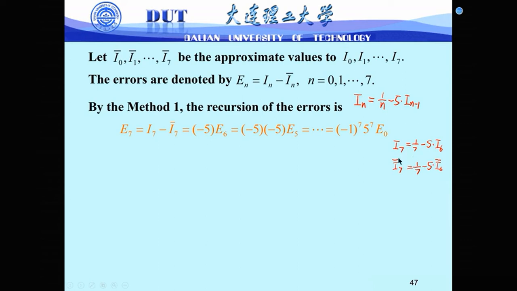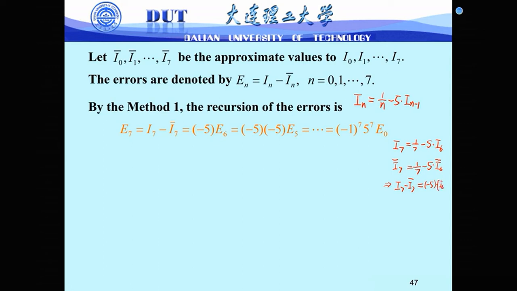Let's consider the difference of both sides. For the left side, it is I7 minus I7 bar, so it is E7, the error term. For the right side, the 1 over 7 minus 1 over 7 terms disappear. We have a common factor, minus 5.